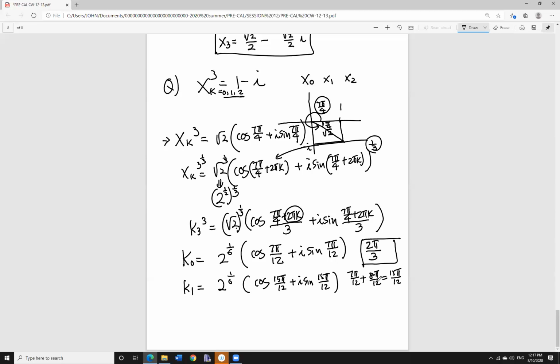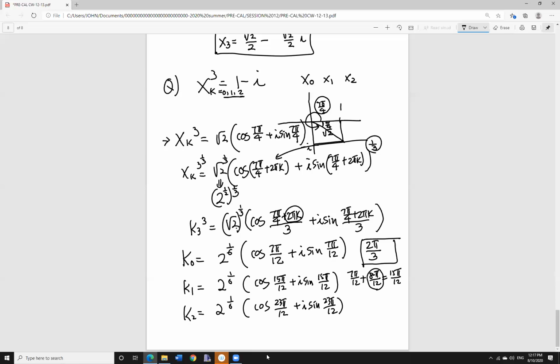Always we add this one. So that's k equals 2. Still 2 to the 1/6, cosine of 15 pi plus 8 pi, which is 23 pi over 12, plus i sine 23 pi over 12. In this case, we have to use our calculator. All right, now let's finish using the calculator.